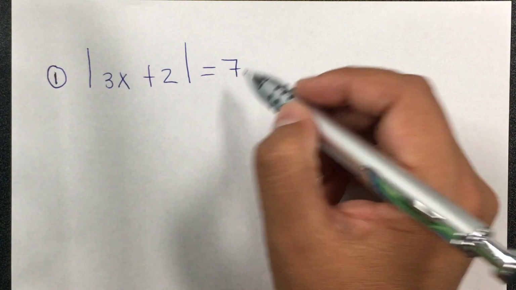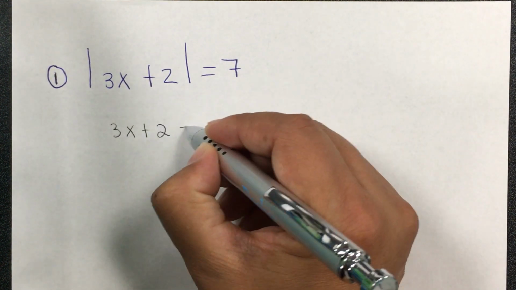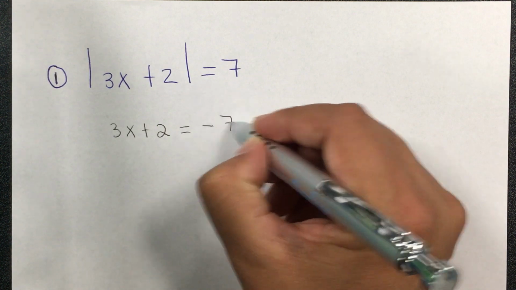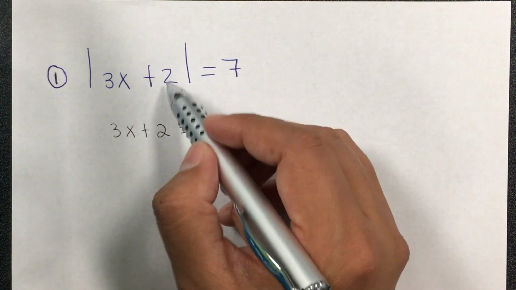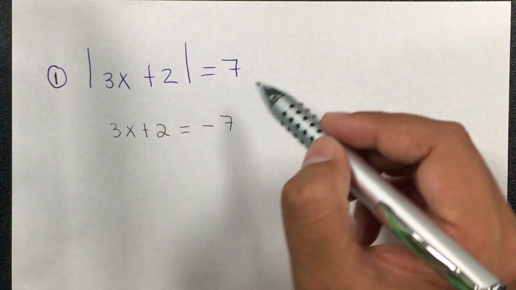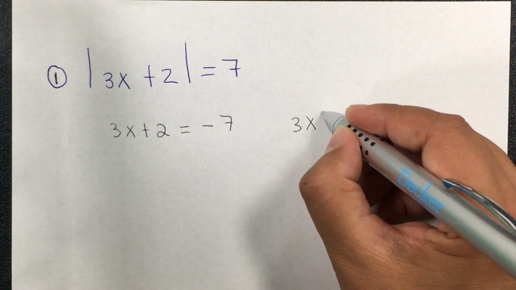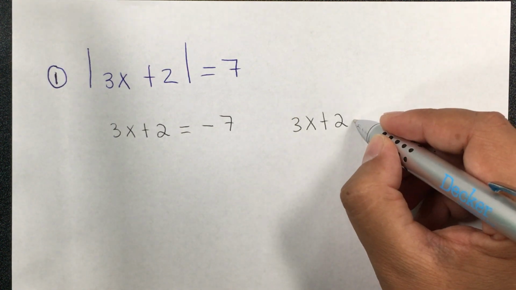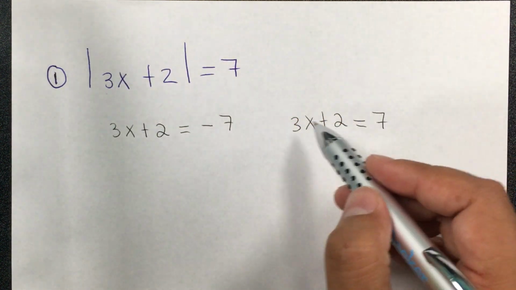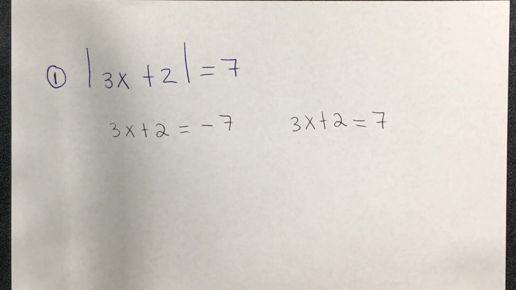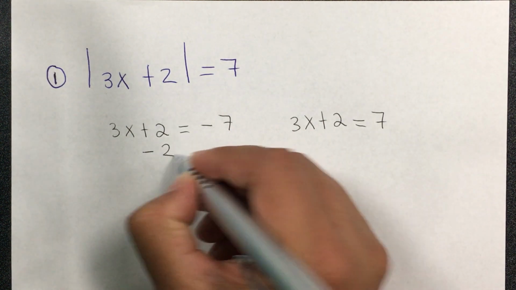It becomes positive. So that's why we put 3x plus 2 equals -7, because it's possible that all of this is -7, and then when you get it out of this absolute value, it becomes positive. But at the same time, it can also be positive. So 3x plus 2 equals 7, because the absolute value of 7 is also 7. We start solving. If we're adding, the opposite is to subtract.